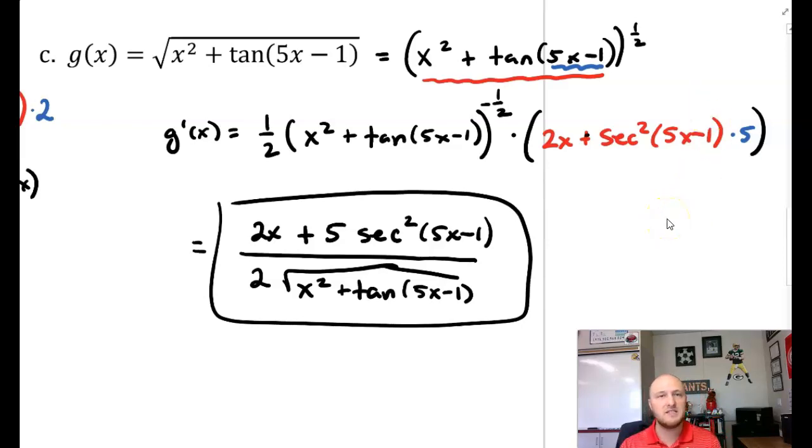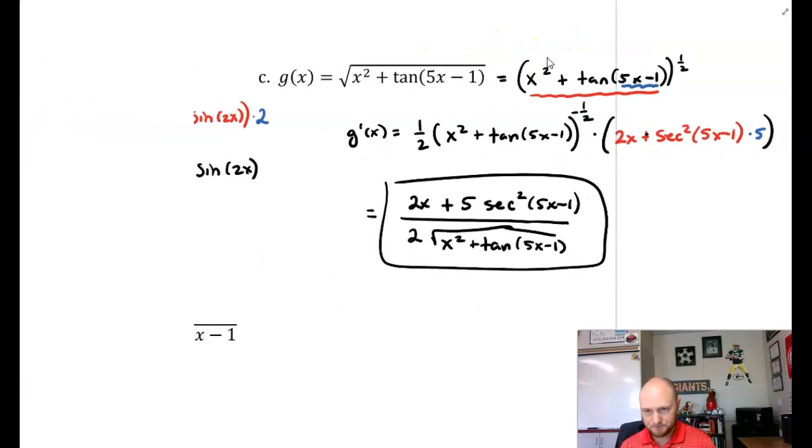Okay, so those three examples, we had one chain rule after another. And maybe not every term needs the chain rule again, right? Like this x squared, it's just 2x. But tangent here, we did have to use the chain rule again, okay?